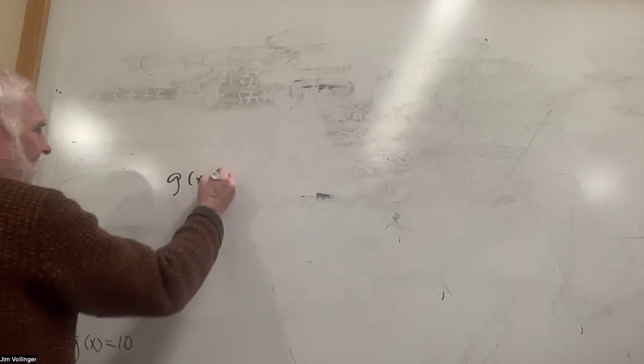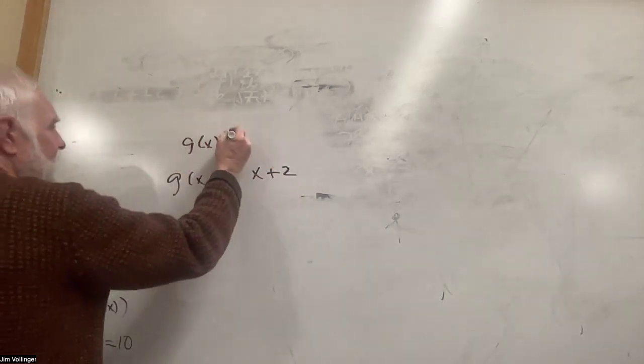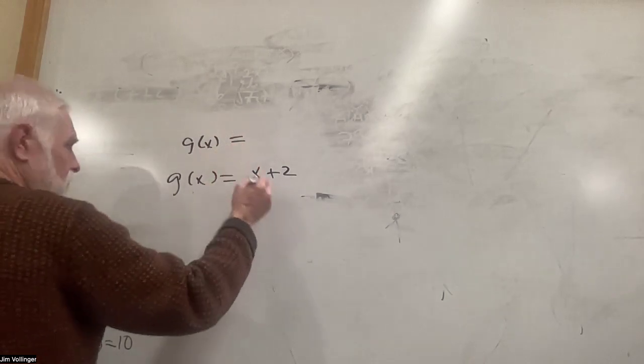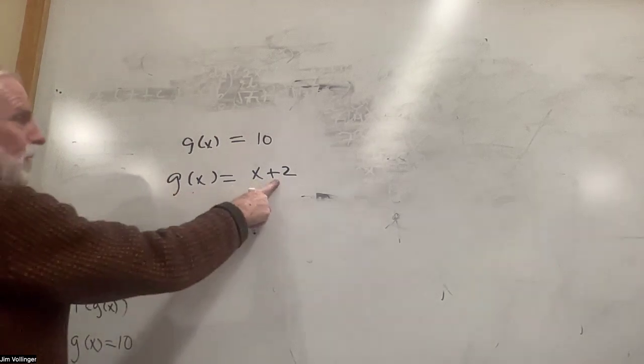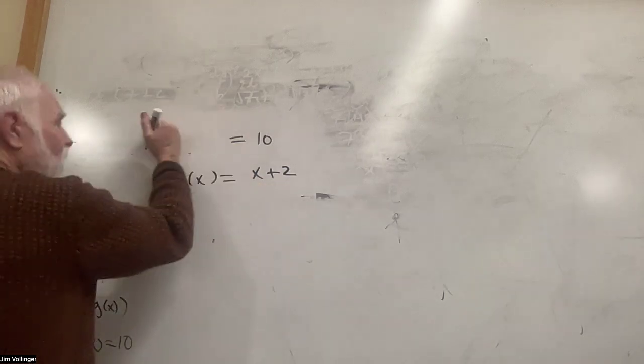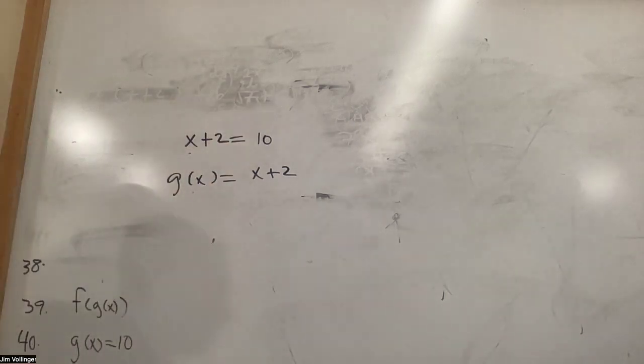Okay, what's f of g of x? I don't know, because I just erased everything. What's g of x equals 10? I don't know, I just erased everything. I'll make a new g of x. g of x equals x plus 2. What is g of x equals 10? Well, g of x may be written as x plus 2. So why don't I erase g of x and write x plus 2 and solve that equation? Enough said.